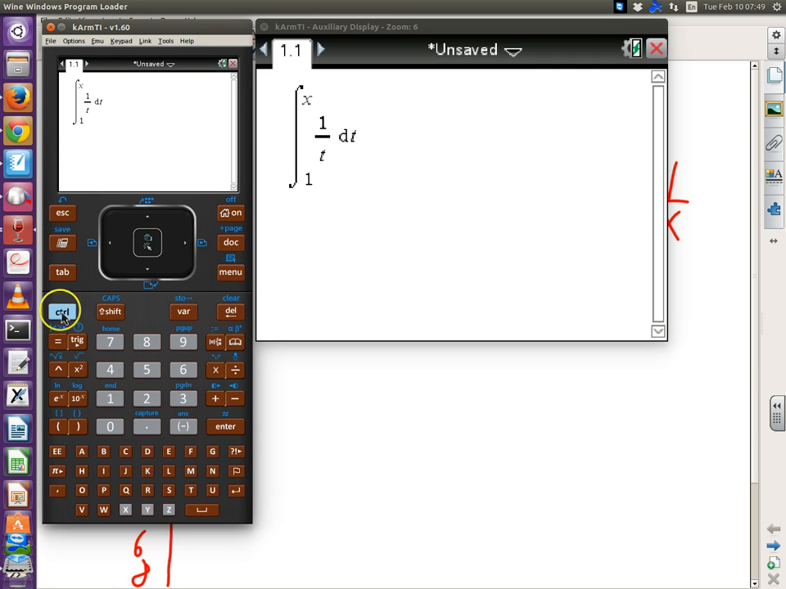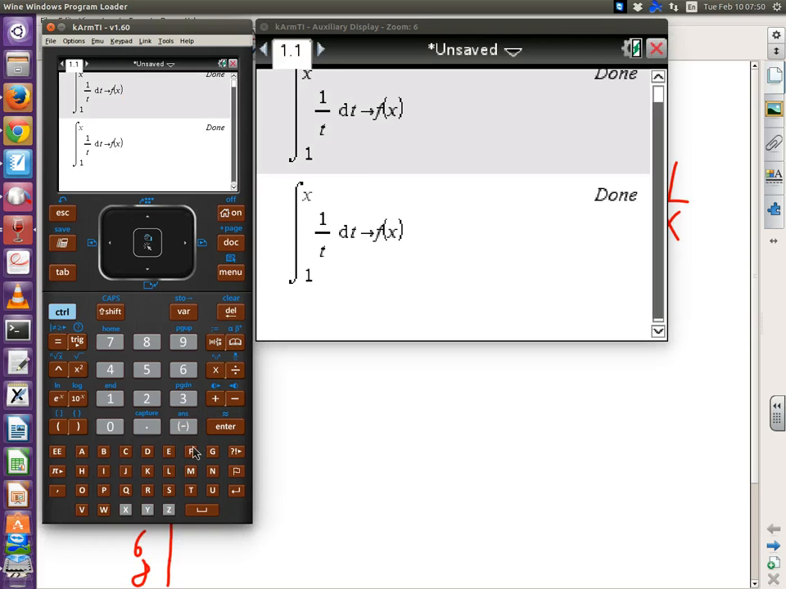Let's store that. Control var is store. Let's call that f of x, lowercase f of x. All right, so is f of x recognized? What am I looking for? Bold, non-italics. That means it recognizes it. So I need f of 1, which we already figured out was 0.